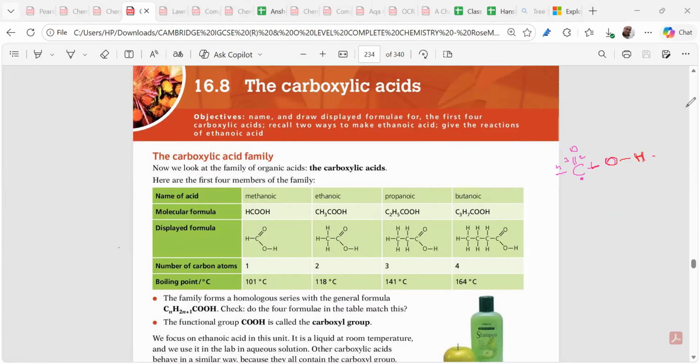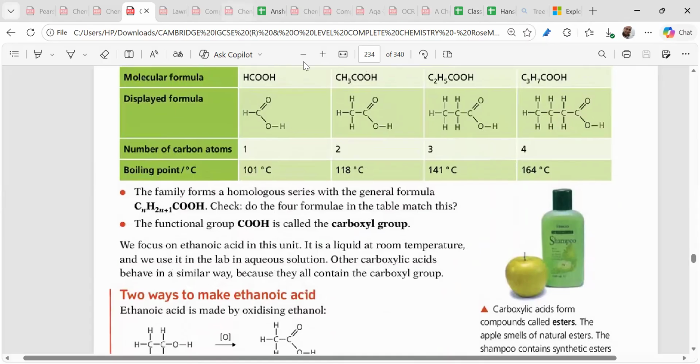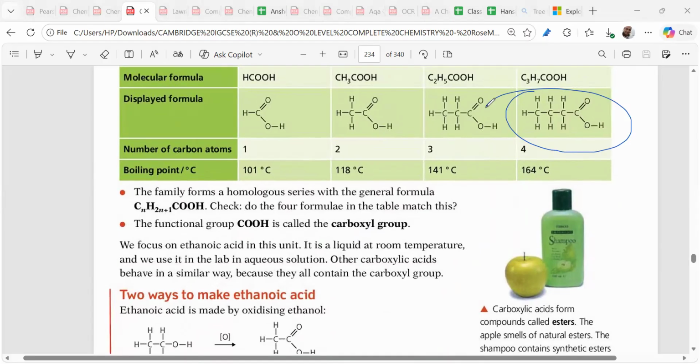Now, when we name a carboxylic acid, can you do me a help? Suppose I'm trying to ask you this question. Can you tell me what this carboxylic acid is named? A propanoic. No, this one, butanoic. Butanoic acid. That was fast, right?